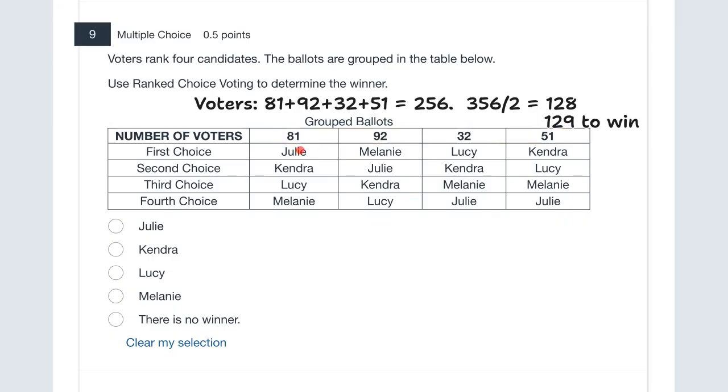So Julie starts with 81. Melanie has 92. She's in the lead, right? Lucy has 32 and Kendra has 51. We have to eliminate Lucy. And then her 32 votes are going to go to Kendra.